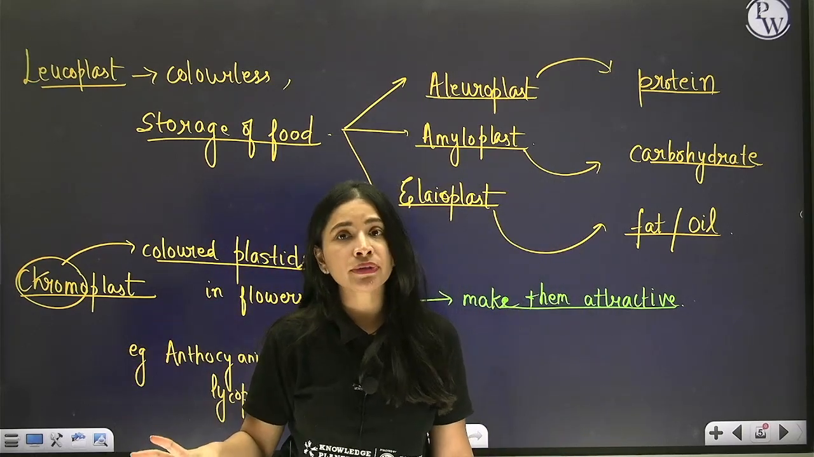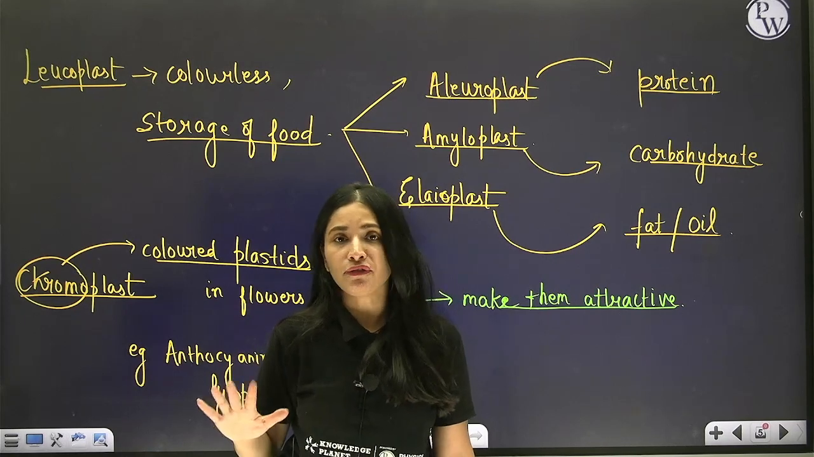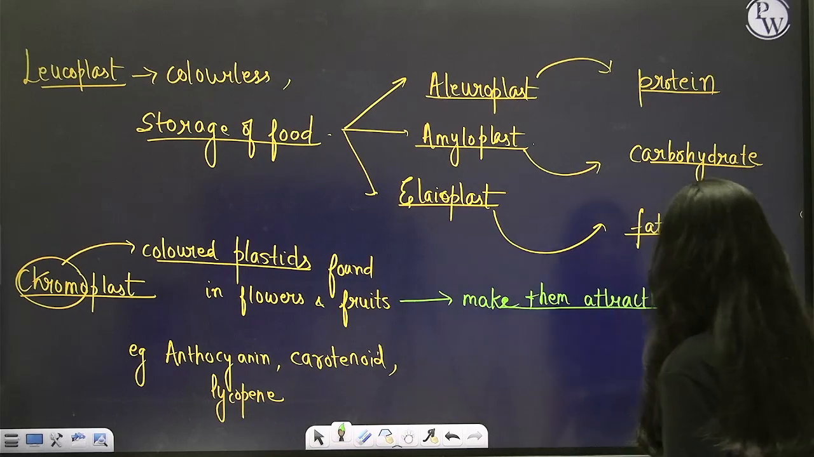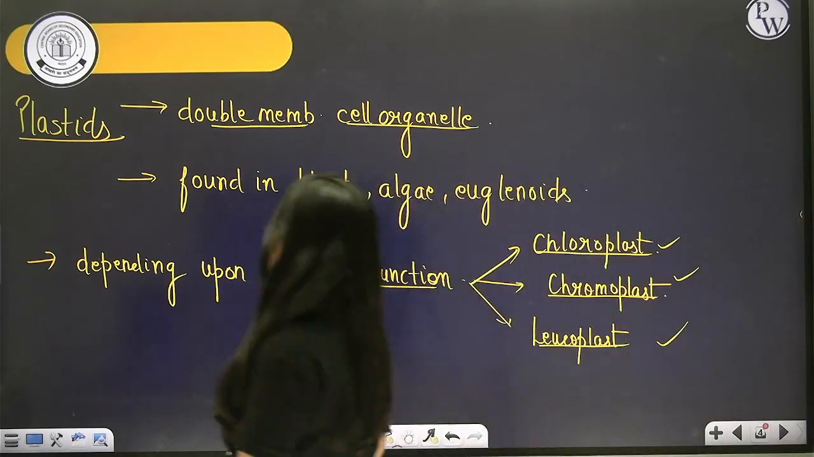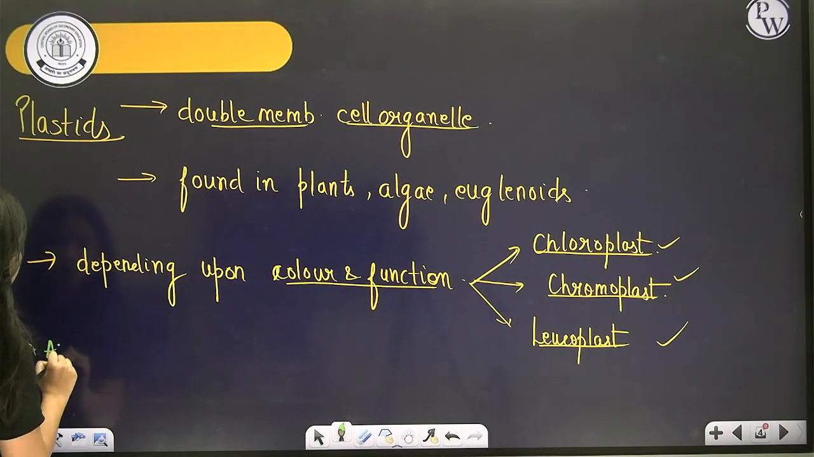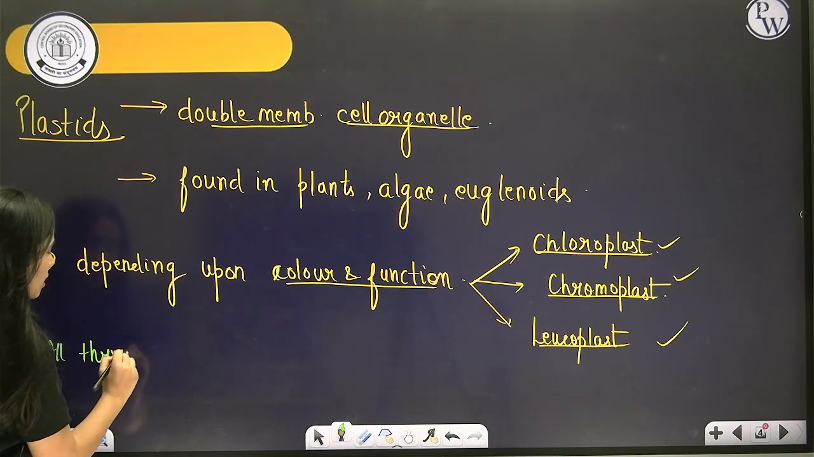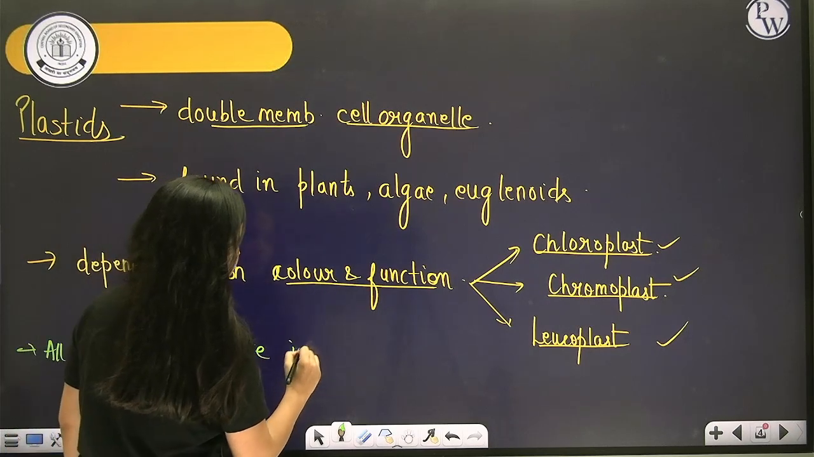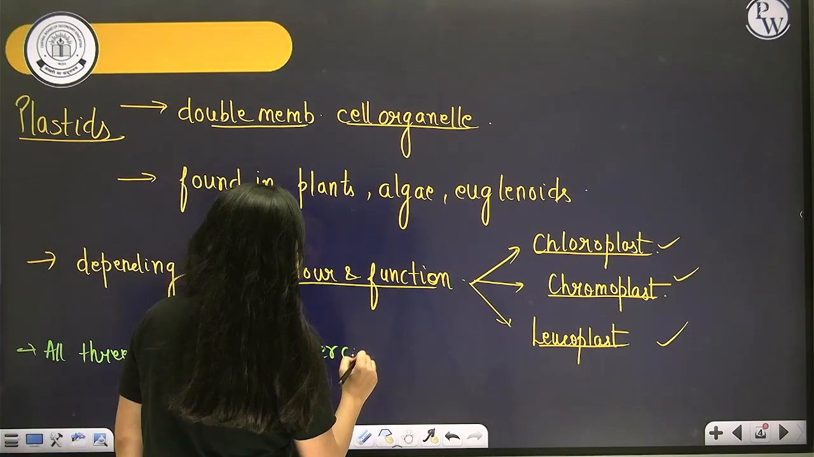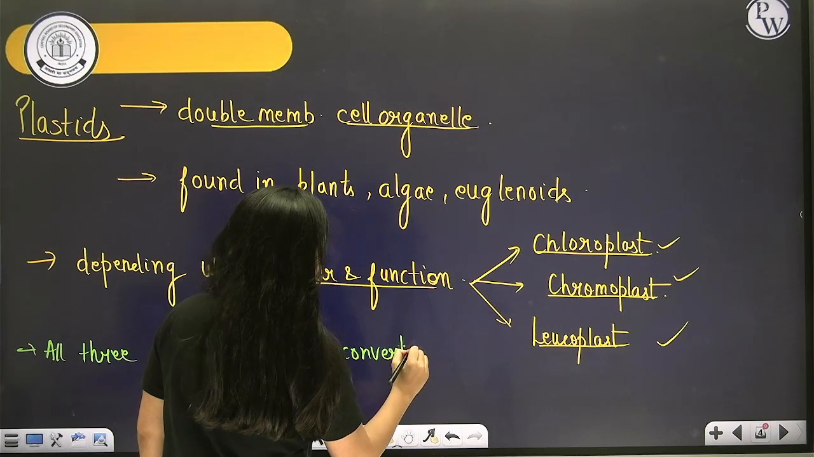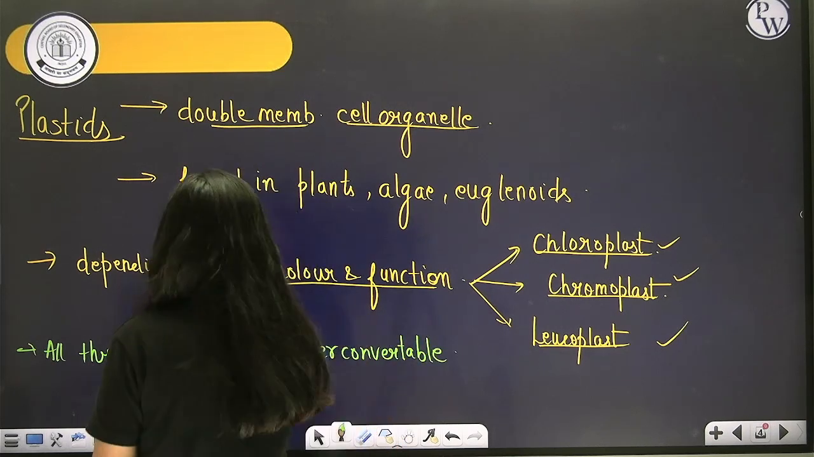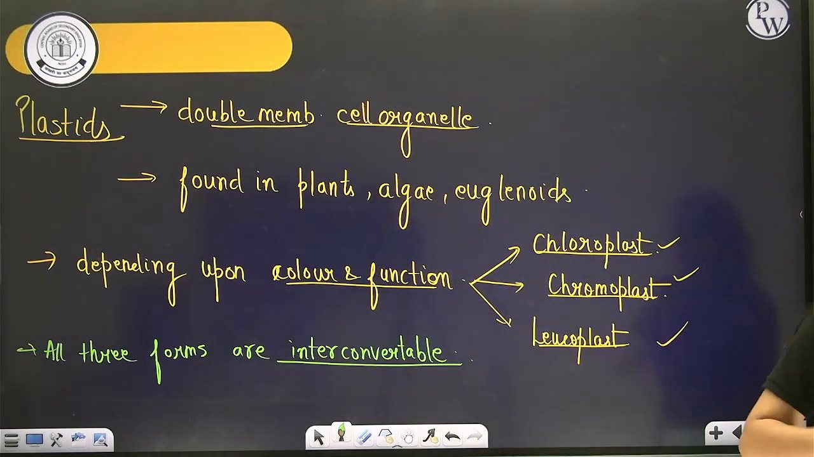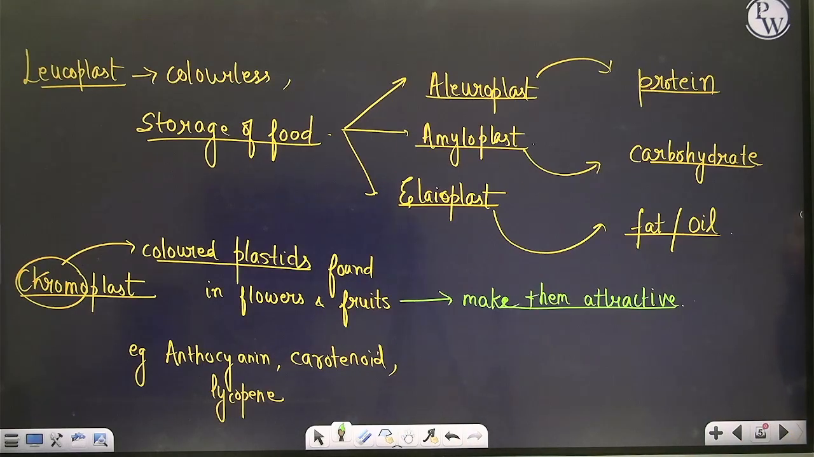So depending upon the requirement, these plastids are found in different parts and they are also interconvertible. Right? So the next point you can add here: all three forms of plastid are interconvertible. Right? Yes or no? All three forms are interconvertible. You can convert them depending upon the requirement.